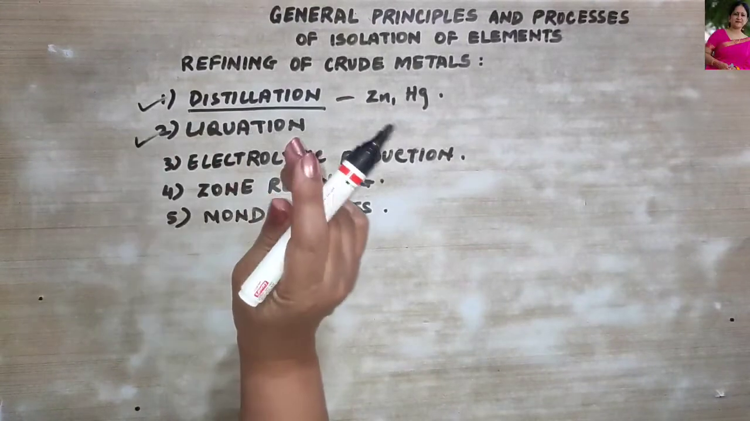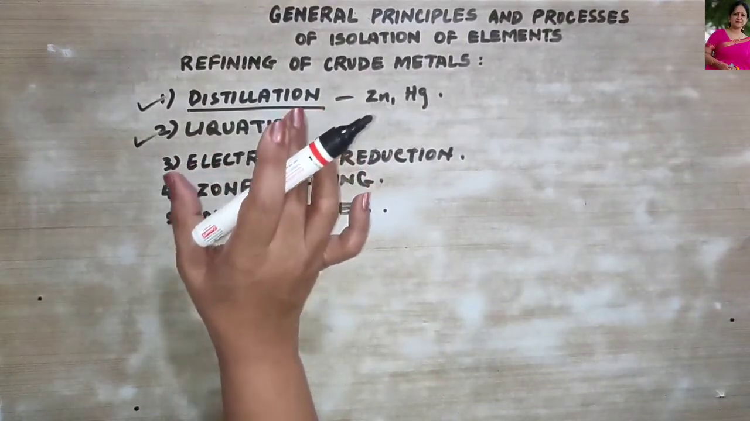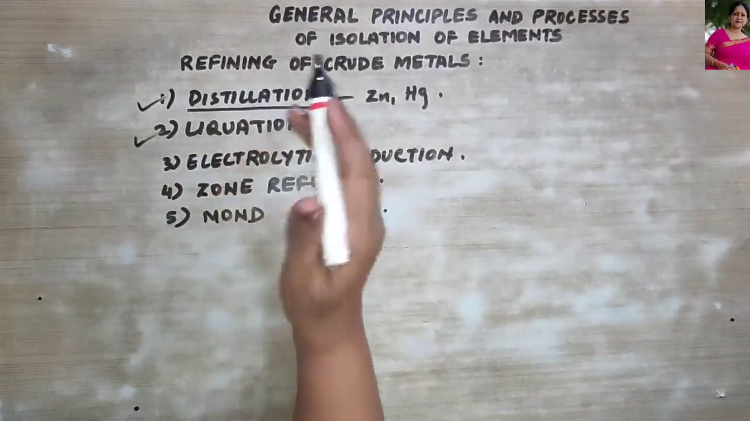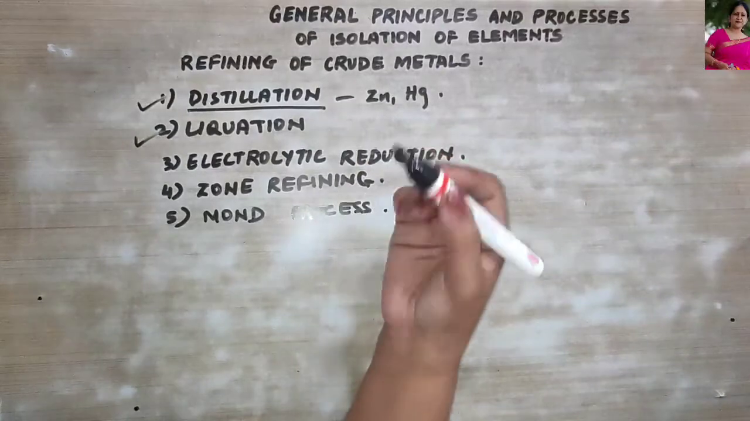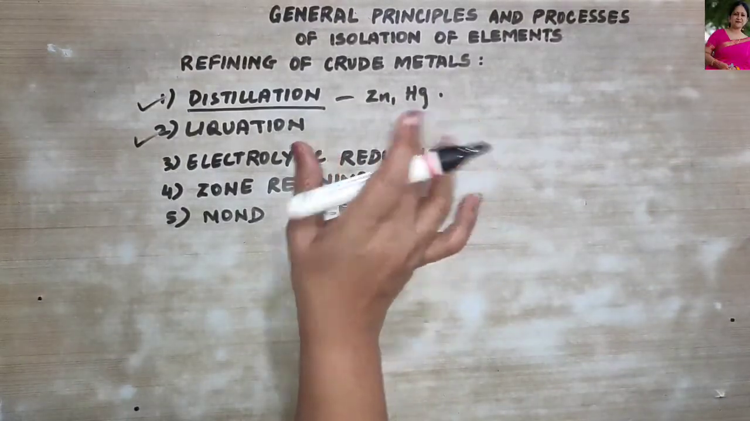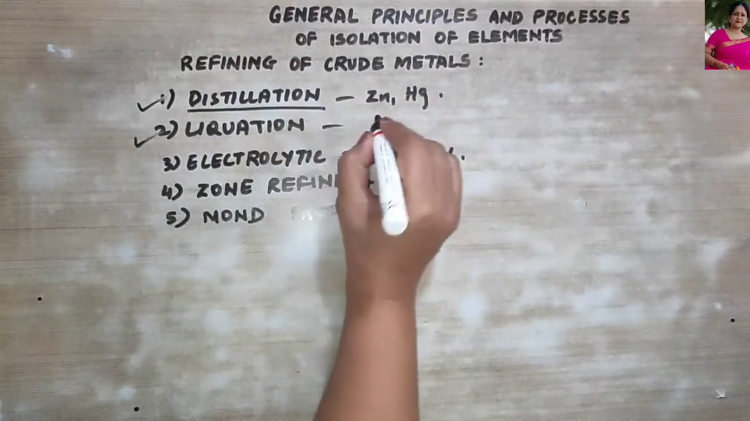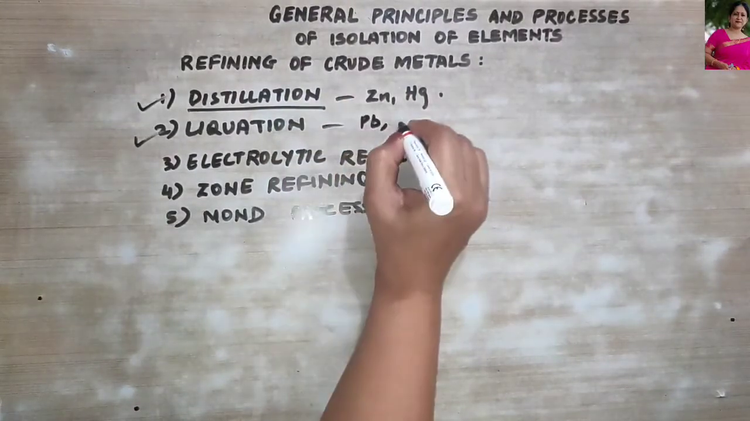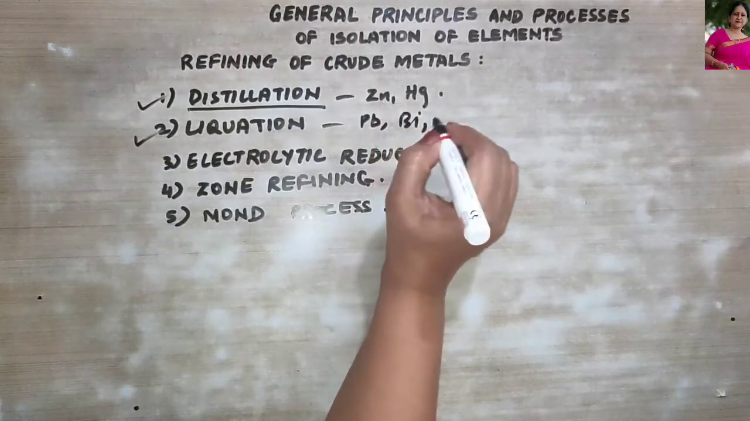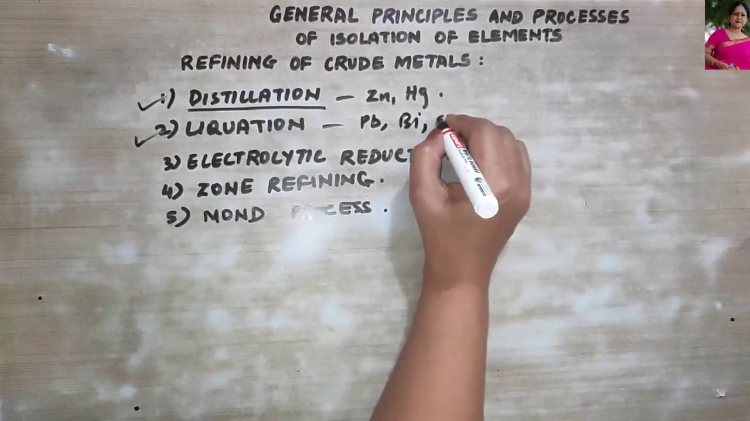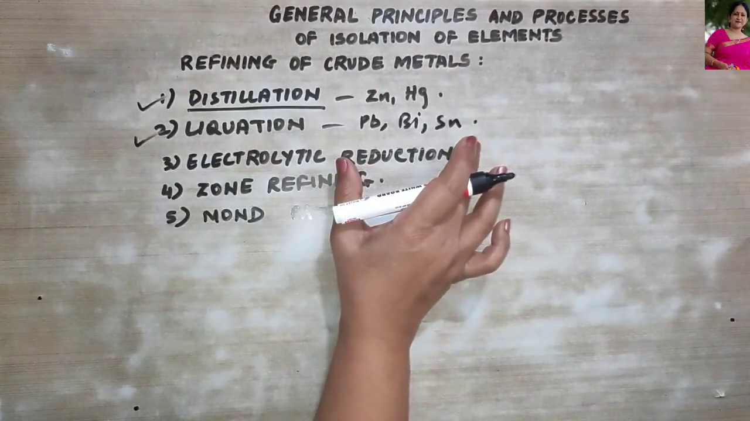Now let's talk about liquation. This method, liquation, is used preferably for crude tin, lead, and bismuth. They are all purified by the process termed liquation. So let me write down over here. It could be lead, it could be bismuth, and which one I told you? Tin, that is Sn. So these metals can be purified by this method.